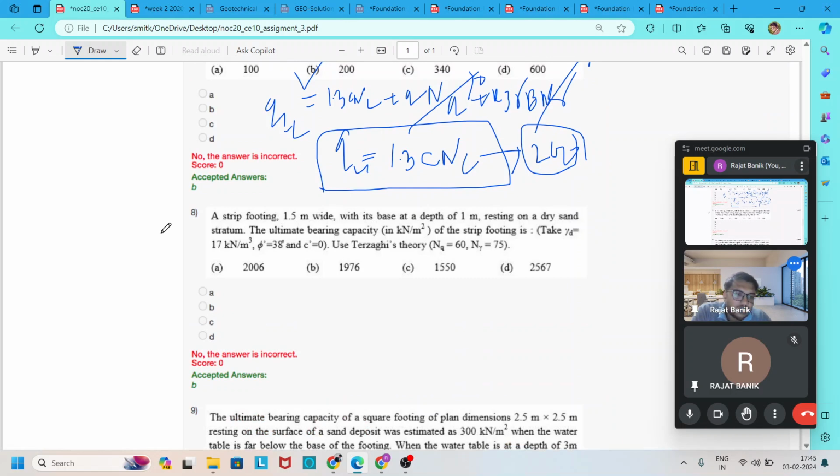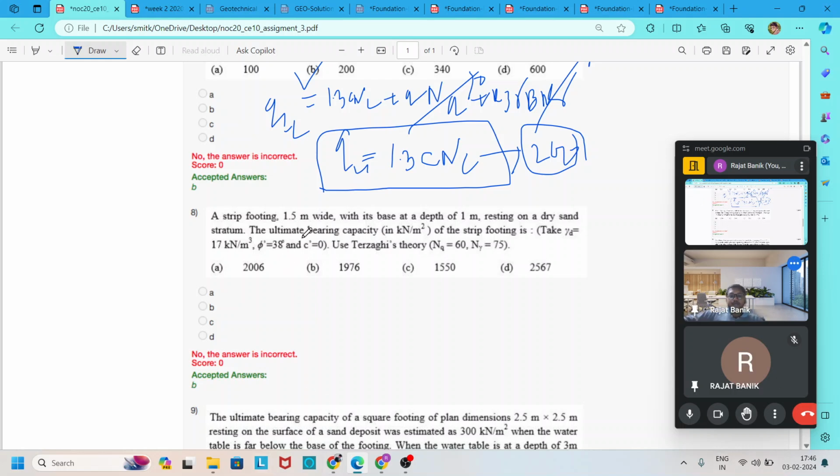Then question number 8 of our problem. In question number 8, it is said that a strip footing is given, the width of the footing is 1.5 meter and the depth of the foundation is 1 meter, resting on dry sand. So we can say in dry sand c is equal to 0.